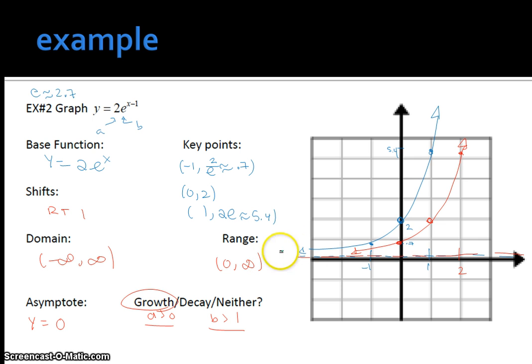All growth functions go from left to right, go up. Okay, so that is exponential functions.